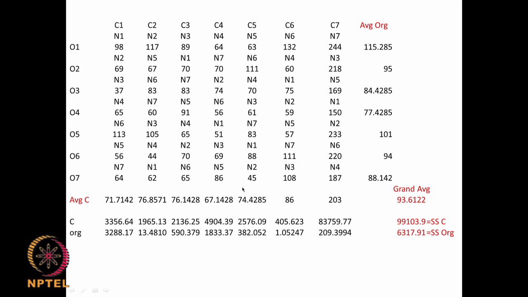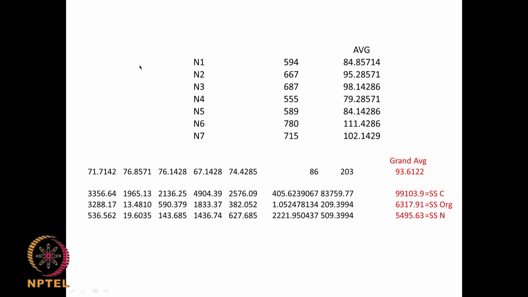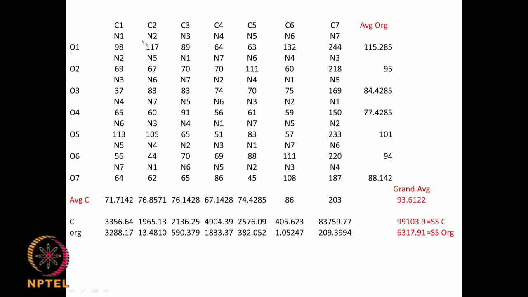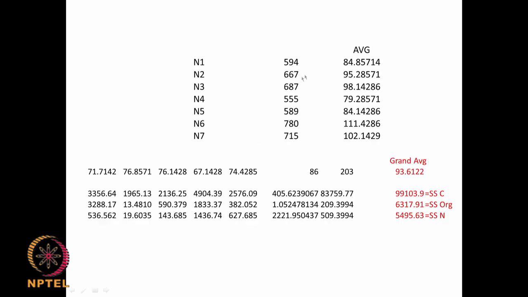Now let us look at the nitrogen sum of squares. It is very straightforward. We need to first get the 7 different averages for nitrogen. So nitrogen 1, how do we do that? Nitrogen 1 is here, here, here, here, here, here, here. You add up all these items. It is not in a column or in a row, it is in different places. Okay? Understood. We add up all these, divide by 7, that will give you nitrogen 1.